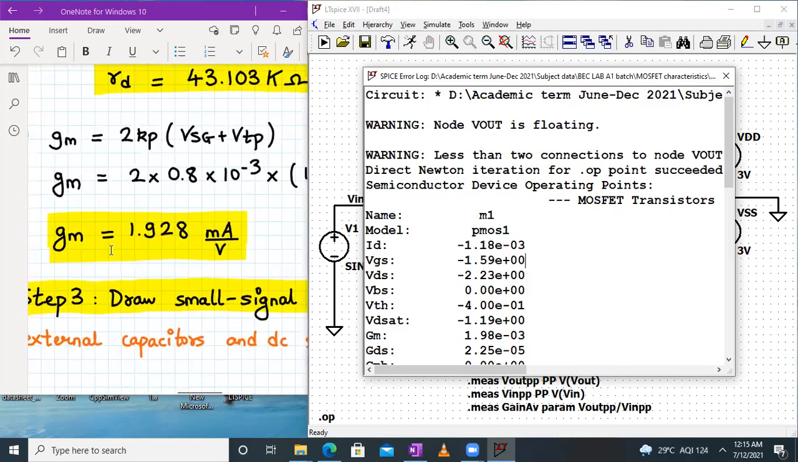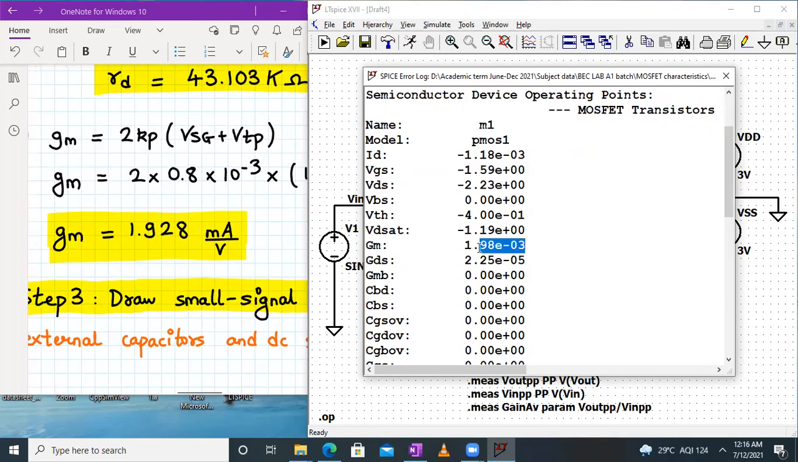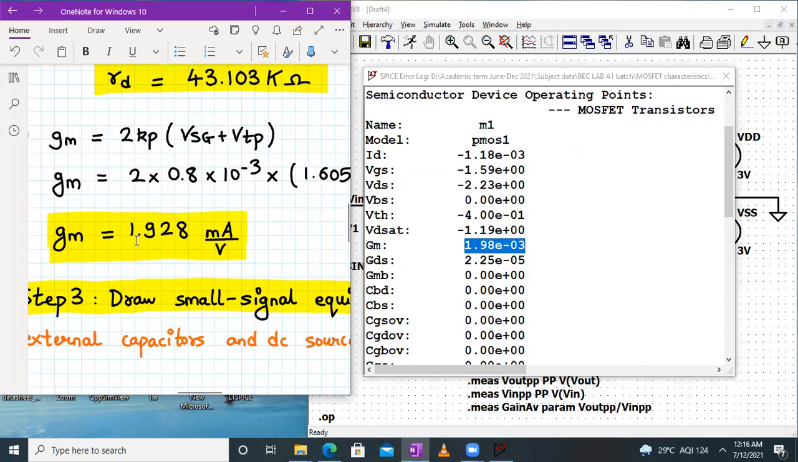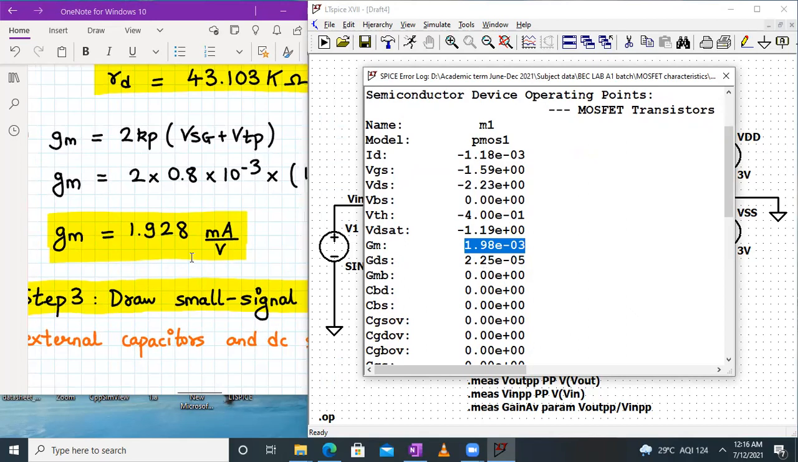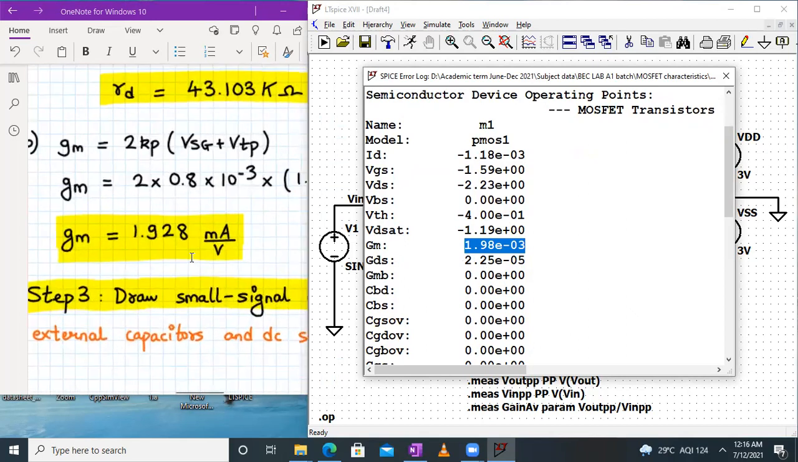So GM value is coming out to be 1.98, and in simulation we are getting around 1.928. So the second decimal after the point is changing slightly, but it's absolutely fine. Most of the values are coming out mostly accurate.